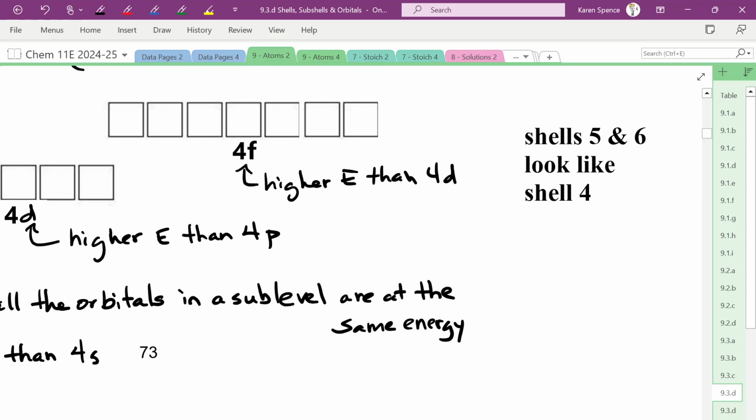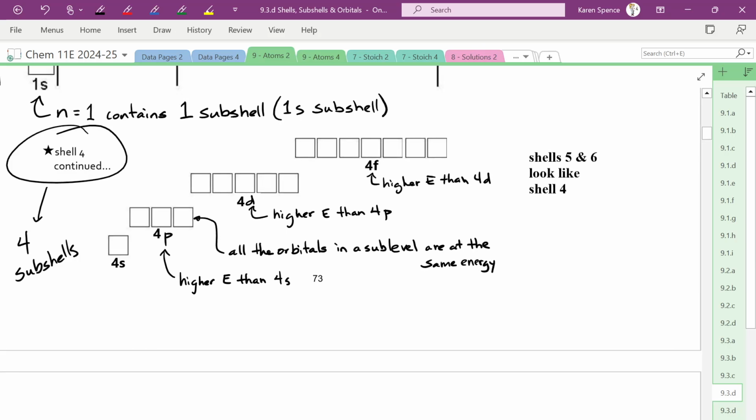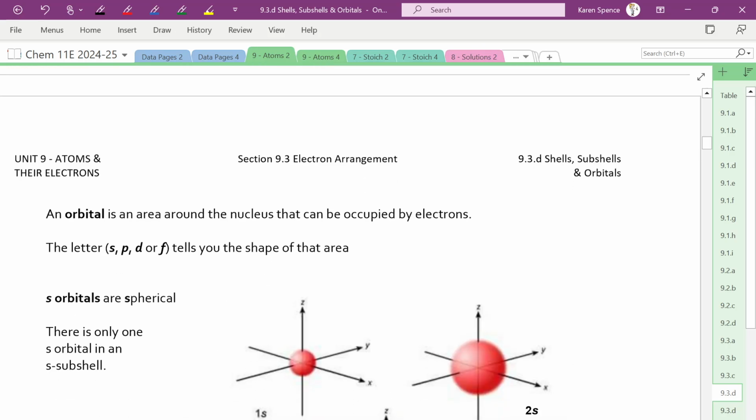And shells 5 and 6 look pretty much like shell 4. We don't go past f orbitals, and we'll see why later on. We just kind of run out of elements before we would need to use a g orbital, which I think is the one that would come next. I don't know. Okay, so those are our subshells, and now we're going to take a closer look at what they look like and a few little ways of remembering what they look like.